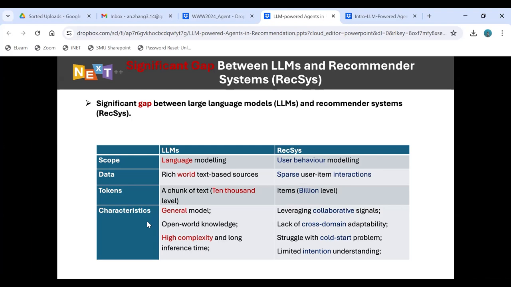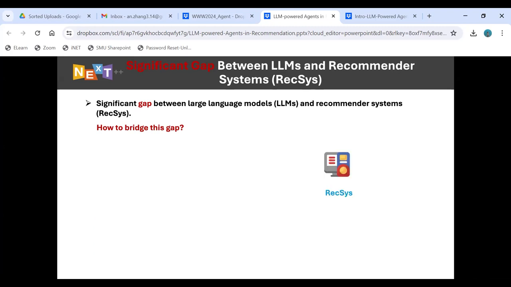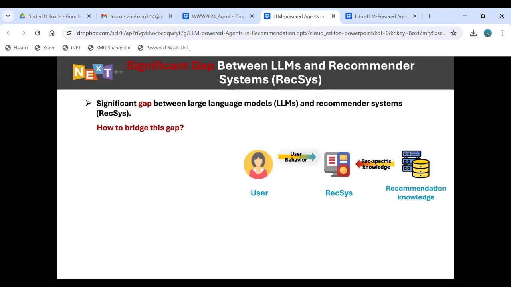First of all, large language models are more general, right? However, traditional recommenders always lack cross-domain adaptability. So this difference is significant, and how to bridge this gap becomes a critical challenge. We find that there are two critical components for a recommender system. The first one is understanding user behavior. The second one is acquiring recommendation knowledge and then recommending items to users.